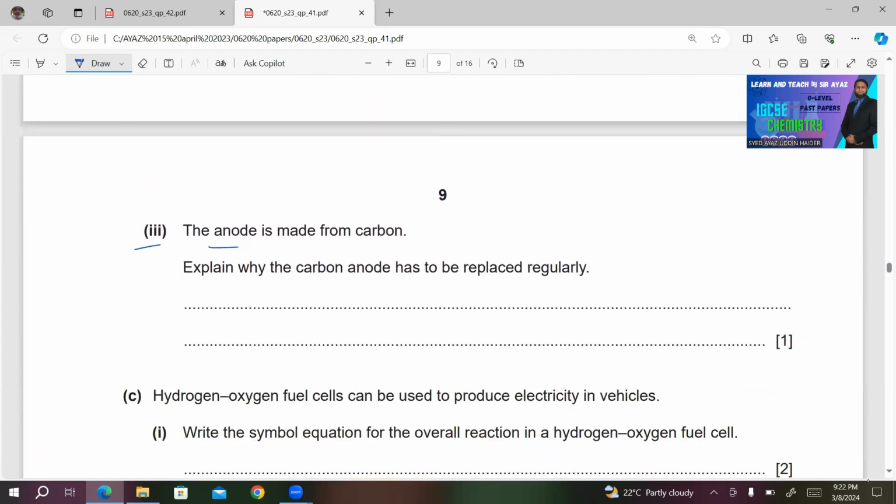Number 3, the anode is made from carbon. Explain why the carbon anode has to be replaced regularly. The temperature is high during the electrolysis of aluminium. So oxygen produced at anode reacts with carbon and it forms carbon dioxide. So we will write carbon reacts with oxygen and forms carbon dioxide.